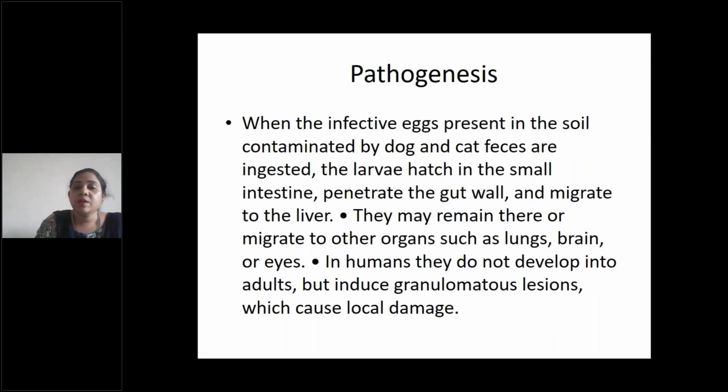reactions. When the infective eggs present in the soil contaminated by dog and cat feces are ingested, the larvae hatch in the small intestine, penetrate the gut wall, and migrate to the liver. They remain there for some time, and then migrate to other organs such as lungs, eyes, brain, etc. However, in humans, they do not develop into adults, but induce granulomatous reaction which causes local damage.